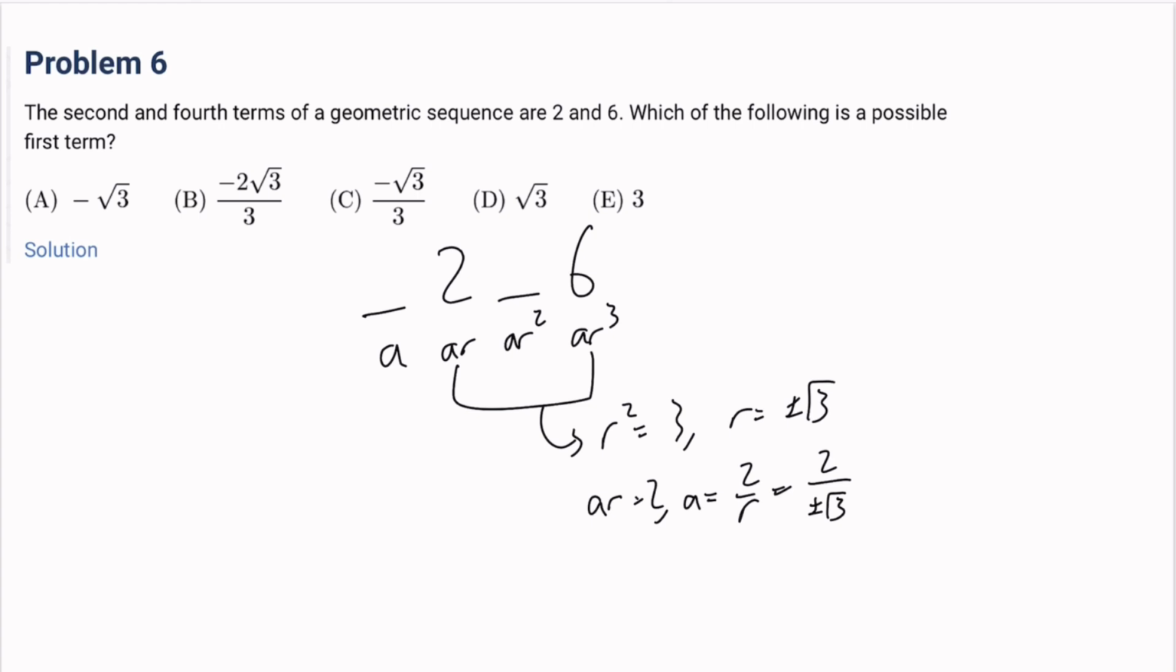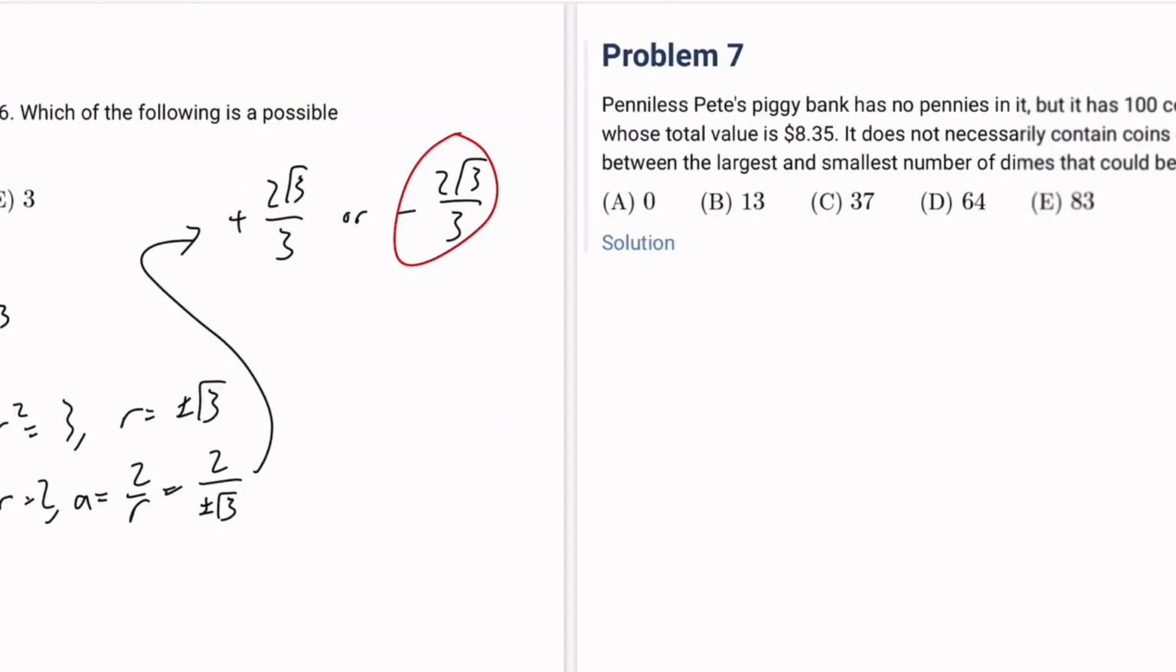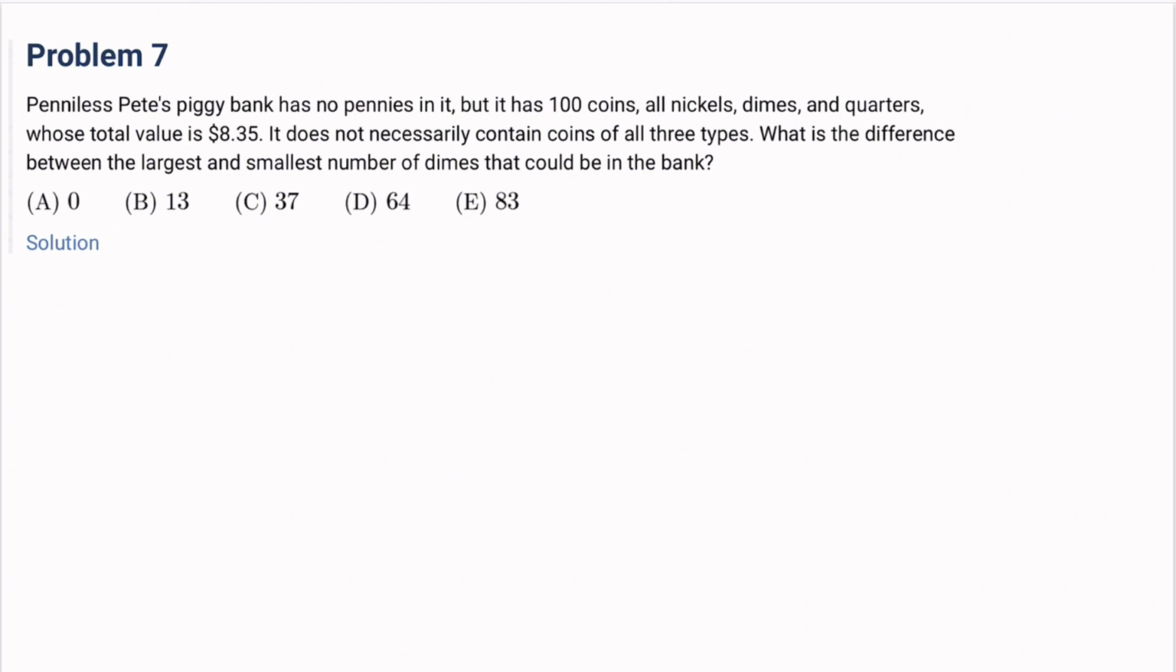And which of the following is a possible first term, so we want a values. And so a can be either plus 2 root 3 over 3 or minus 2 root 3 over 3, right? Okay, so we need to find either this value or this value in the answer choices, and we see this value, which is B. It's B. Number 7, Penniless Pete's piggy bank has no pennies in it.